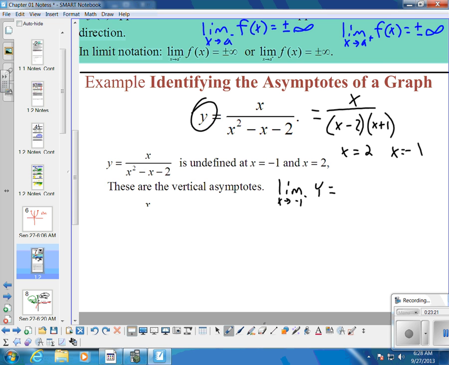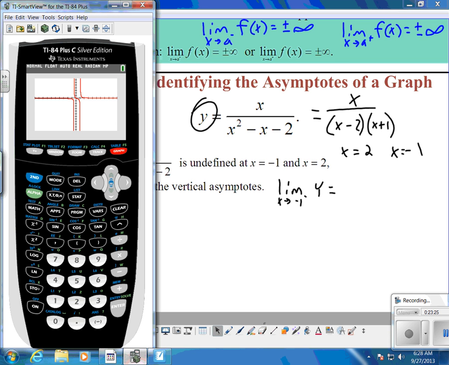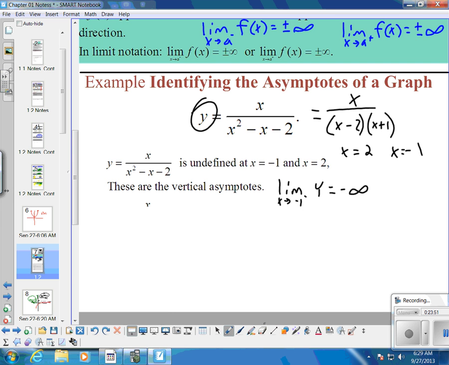equals, and now if you look back on your graph, and you won't always have to look back on your graph, you'll know soon enough how to understand where it'll go. But as you look on your graph, as we approach that x value of negative 1 from the left, where does the graph go? It goes down. So as I approach this x value of negative 1 from the left, that's what the negative sign means, it goes down towards negative infinity. So that's what I would write, negative infinity.